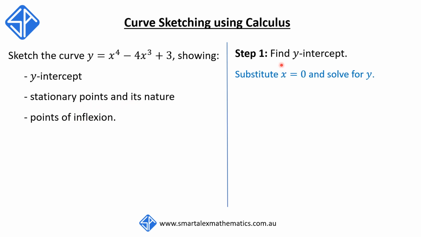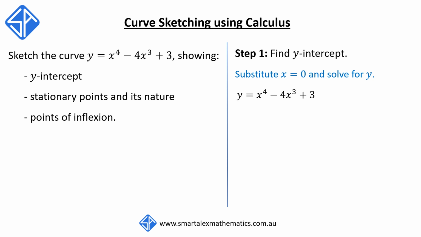Our first step is to find the y-intercept. To find the y-intercept, what we need to do is to substitute x is equal to 0 into the original equation and solve for y. And the reason for this is because every single point on the y-axis, your x is equal to 0.